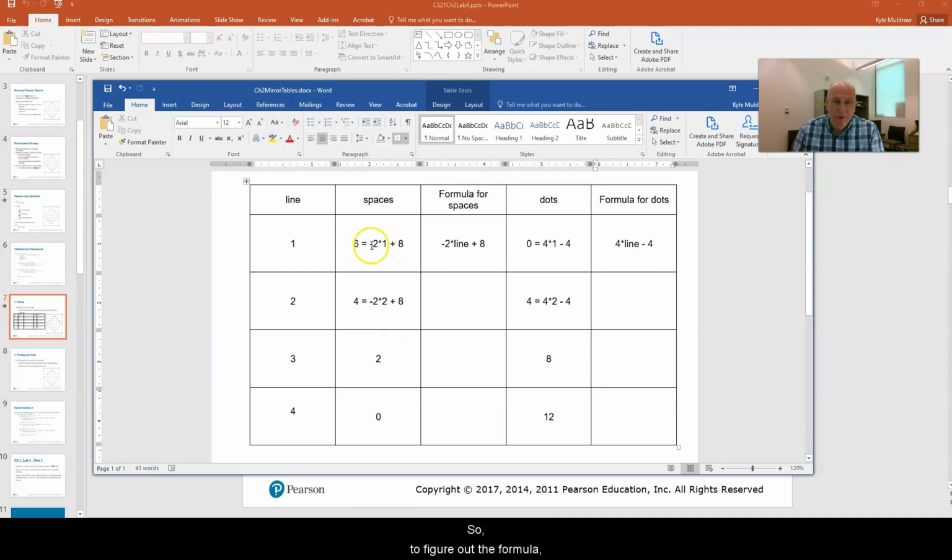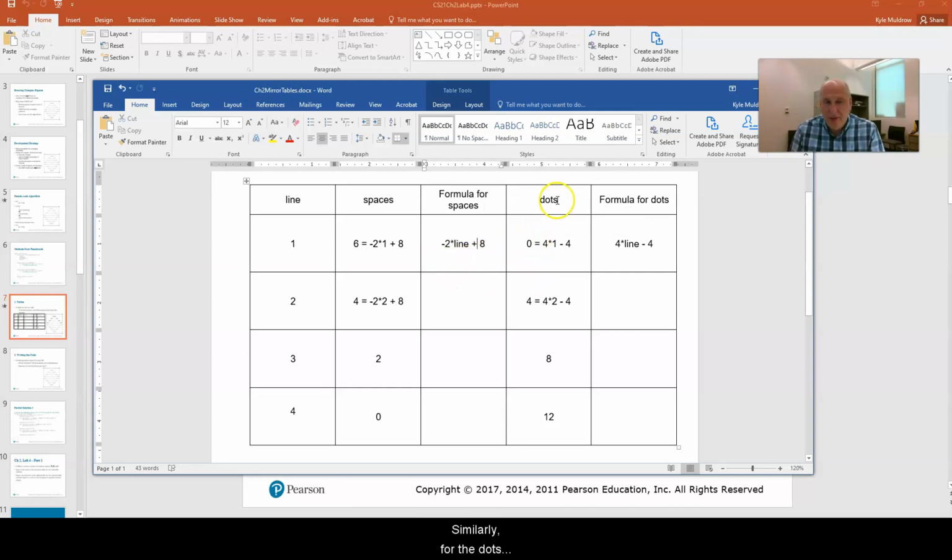So to figure out the formula, the first thing I do is I take -2, since we decrease by 2, and multiply it by the line number. In this case, that is 1. So -2 times 1 is -2. But I want to get a positive 6, so I must add 8 to get positive 6. Similarly, on line 2, I take -2 times the line number, which is 2. That gives me -4. But I want to have a positive 4. So again, I must add 8 to get the result I want. That means the formula for the spaces is -2 times the line number plus 8.